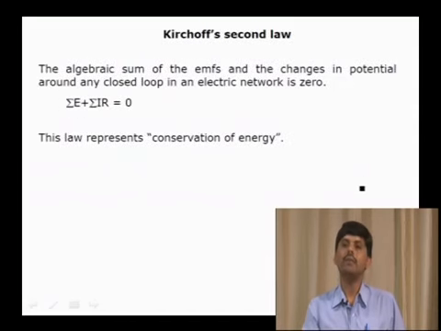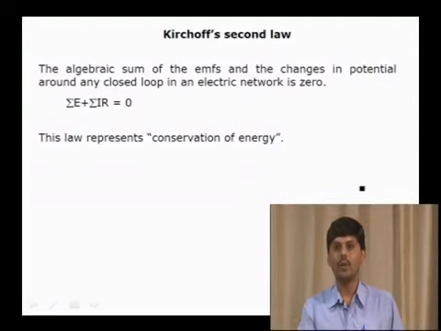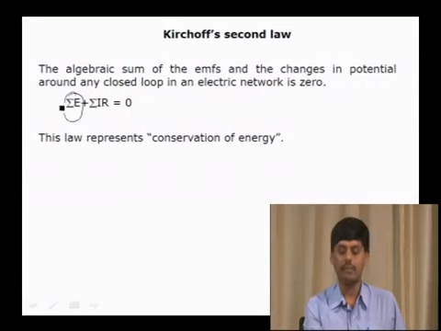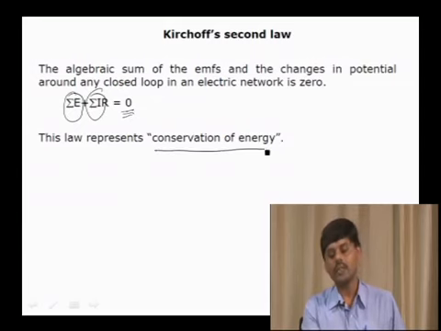The algebraic sum of the EMFs and changes in the potential around any closed loop in an electrical network is 0. That is sigma E plus sigma IR = 0. This is the algebraic sum of the EMFs, and this is the algebraic sum of the potential changes. The sum of these two is equal to 0. This is a consequence of the law of conservation of energy. The first law is a consequence of conservation of charge, and the second law is a consequence of conservation of energy.